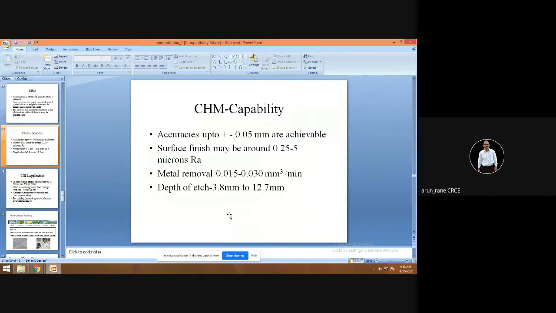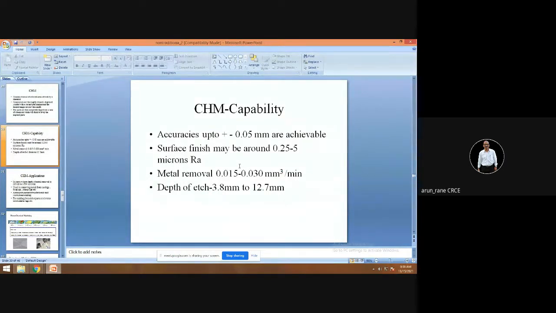Then chemical machining, what is the capability that it can cut? The accuracy we can obtain is around plus minus 0.05 millimeter. Then surface finish, what you get is 0.25 to 5 microns. Metal removal rate is in the range of 0.015 to 0.03 millimeter cube per minute. That means it is a very slow process.